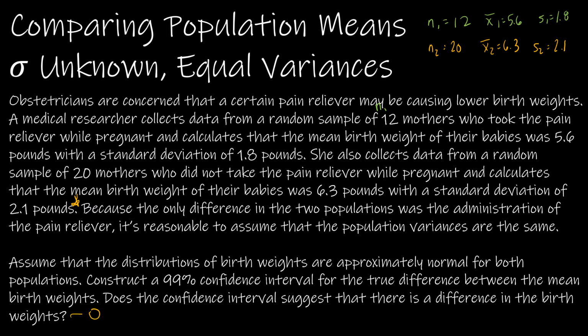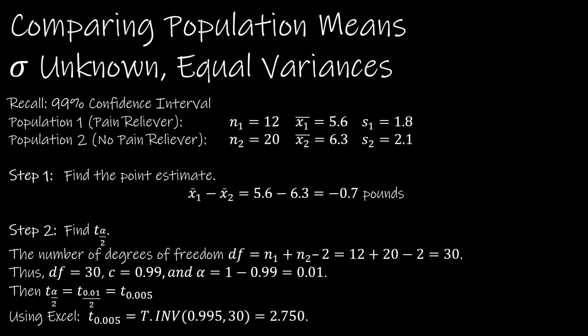So let's start at step 1. Again, we're doing this first one by hand, not using Excel. So I've recopied all of the information at the top. Step 1, find the point estimate, which is of course just to subtract the means. 5.6 minus 6.3. That one's really easy because again, we're just finding the difference in the means. And in this case, it's negative 0.7 pounds.